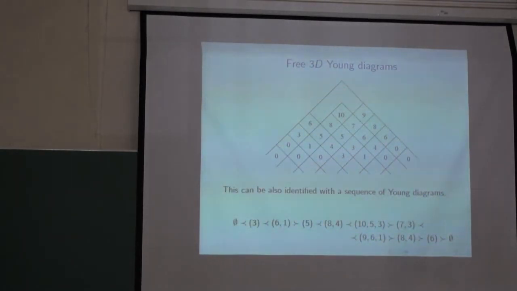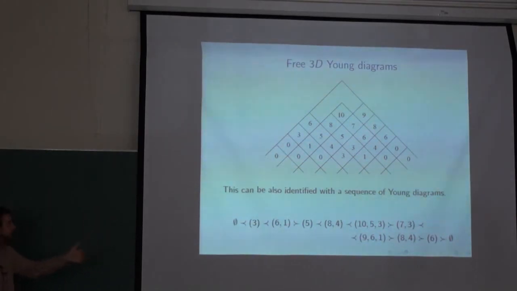What Alexei already told, but I want to mention it again, is that this thing can be identified with a sequence of Young diagrams. So how do we do it? Well, we just look at the vertical sections of this picture. You see that this point of view of vertical sections is very good. It was good for the box plane partitions. It is good here again. So here you have one Young diagram with one row, 3. And you have some Young diagram with row lengths 6 and 1. You have a Young diagram with row lengths 5 and 5. Then row lengths 8 and 4. Then row lengths 10, 5 and 3. Then 7, 3. Then 9, 6, 1. Then 8, 4. Then 6, 0. And you see that these Young diagrams, at some moments they grow, at other moments they decay. So there are steps: up, down, up, down.